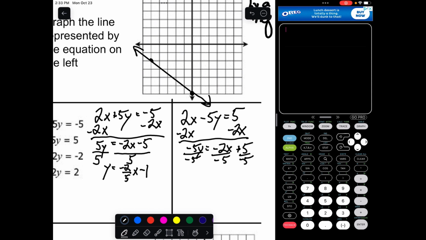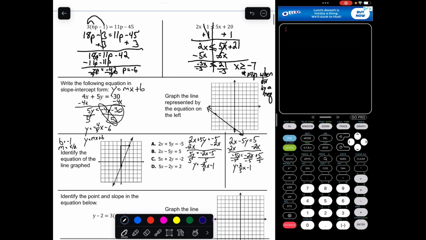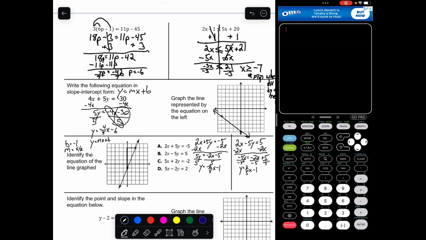Negative 5 divided by negative 5 is 1, which is what I want. 1y equals a positive 2 over 5x. A negative divided by negative is positive. Positive 5 divided by negative 5 is negative 1. So now I go and I look, say my slope is 2 over 5. Is that what I want it to be? No, I want my slope to be 5 over 2. It can't be choice B. So A is out, B is out.